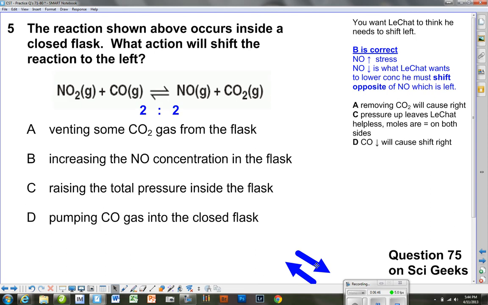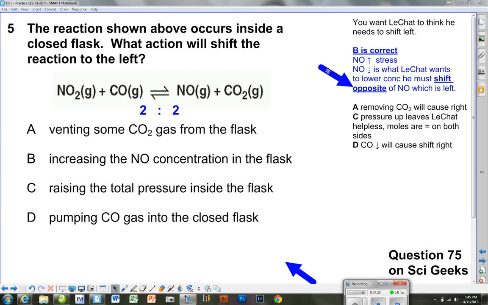Alright, going on to 75. You want Le Chat to think he needs to shift left. That's the whole point of this particular guide. Now, if you look at the ratio of left to right, you aren't going to change anything if there's a pressure situation. At any rate, when NO goes up, that's the stress. NO goes down, that's what Le Chat wants to do, and he wants to lower the concentration, so he has to shift opposite.